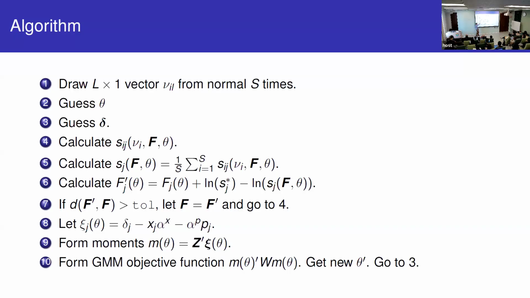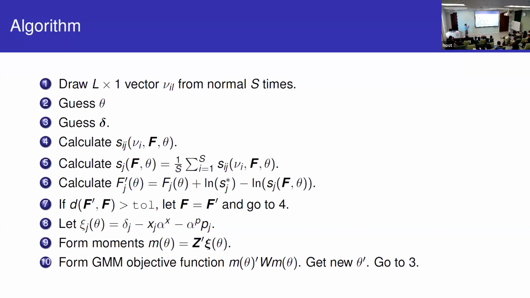Okay, well, now I can go get my error term, which is the xi. Remember, xi is the econometric error term. So I'm going to take F, subtract off the other stuff that determines F and get xi, and then I'll form a moment, and then I'll construct a GMM objective function, get a new theta using whatever optimizer you're using, and then with my new theta, go back to 3 until there's convergence.